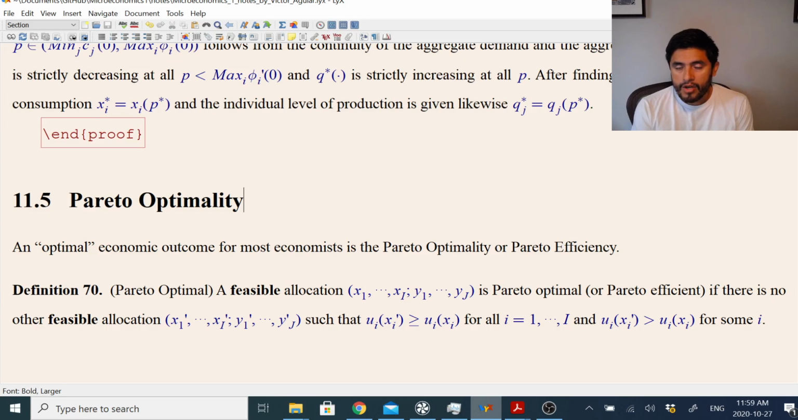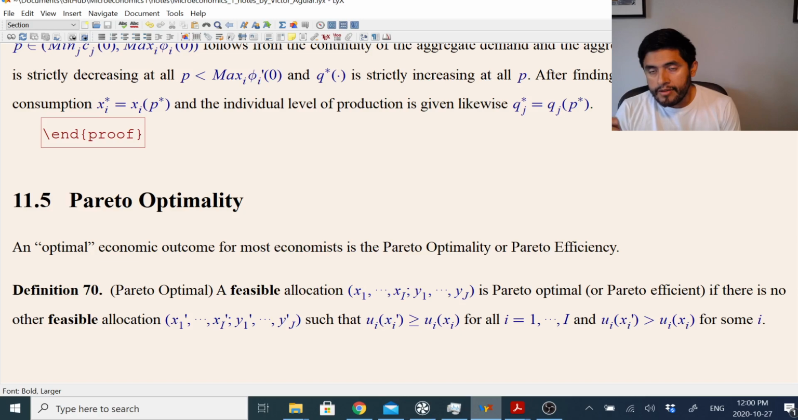So a Pareto optimal allocation is a feasible allocation of consumption and production, such that there is no other feasible allocation, important, feasible, right? X prime and Y prime, such that utilities are greater than or equal, better according to the allocation X prime for all individuals. And then there is at least one individual for which these inequalities are strong. So at least one individual improves strictly and the rest remain at least the same. So if that happens, then your initial allocation wasn't Pareto optimal, because there is another allocation that can actually improve the lives of at least one individual, while leaving the others the same.